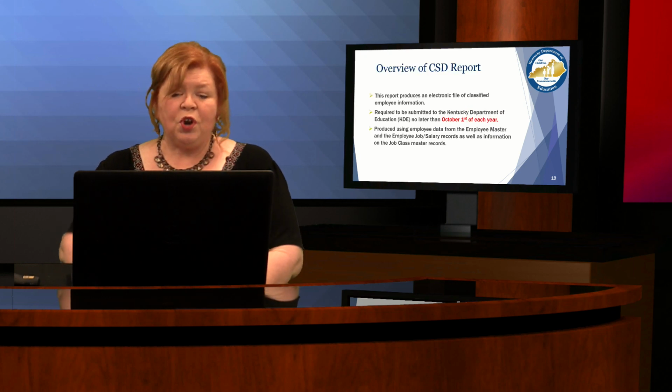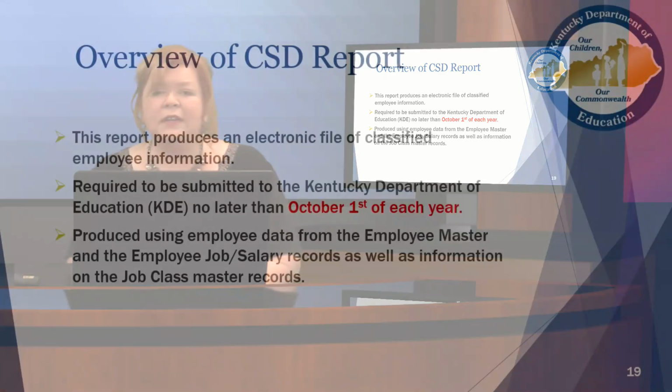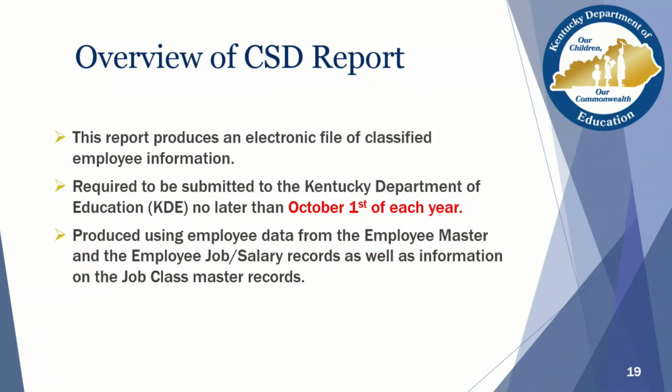So we're going to start the section with CSD and PSD reporting. So we'll start with the CSD report. An overview of this report: it produces an electronic file of classified employee information. It's due to KDE by October 1st of each year, and it pulls information from employee master, employee job salary, as well as information on the job class master records.